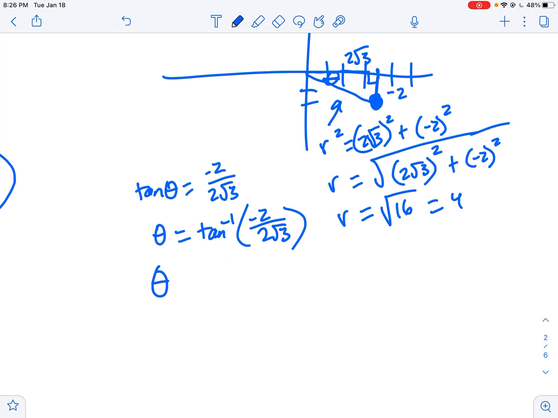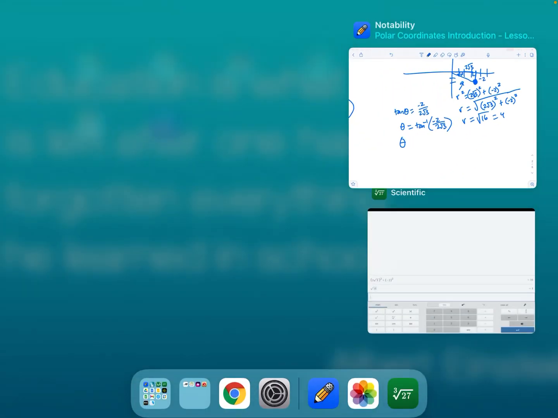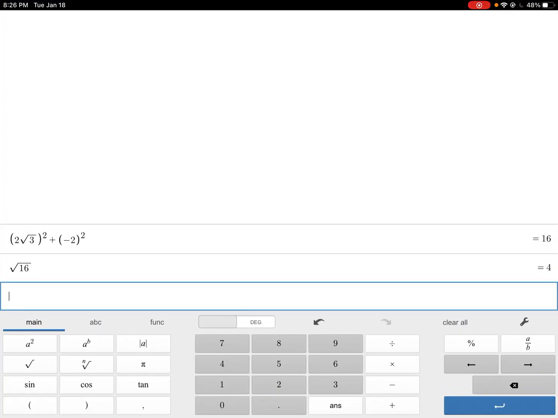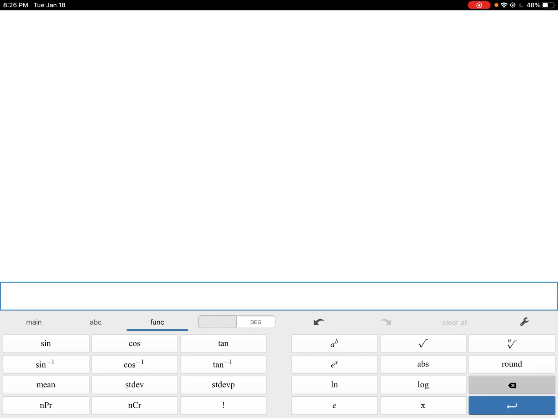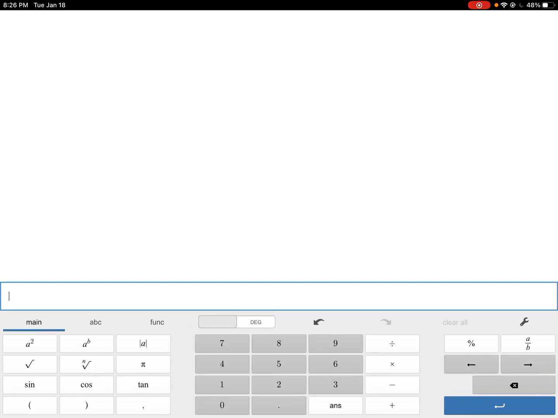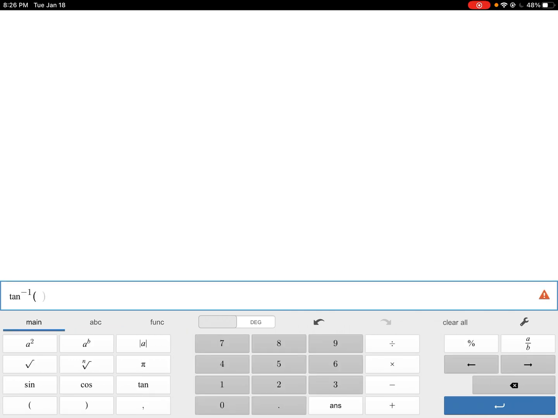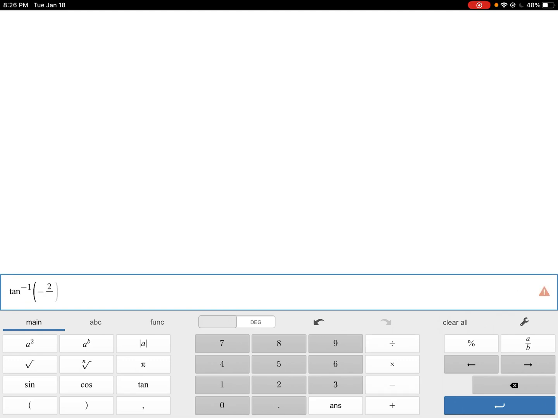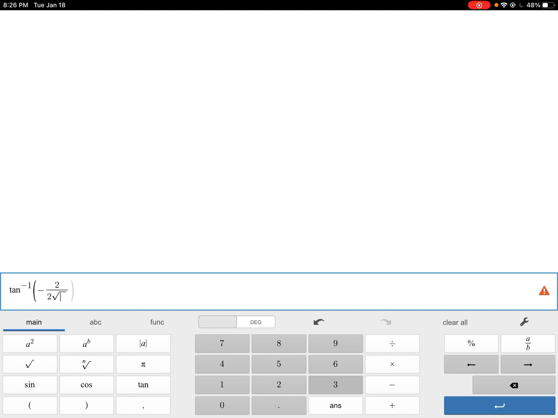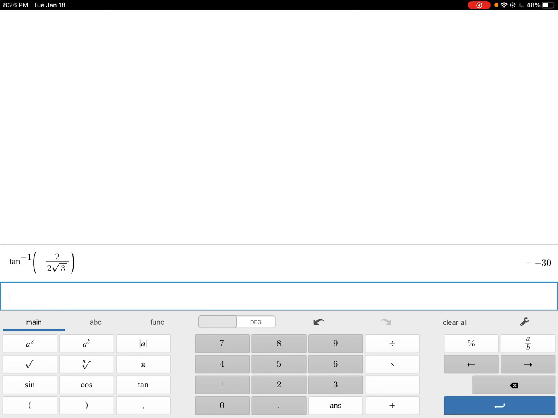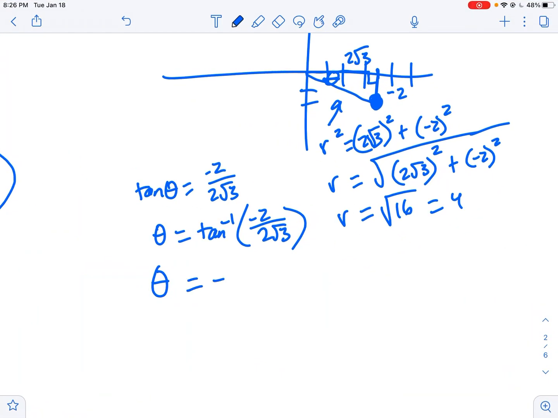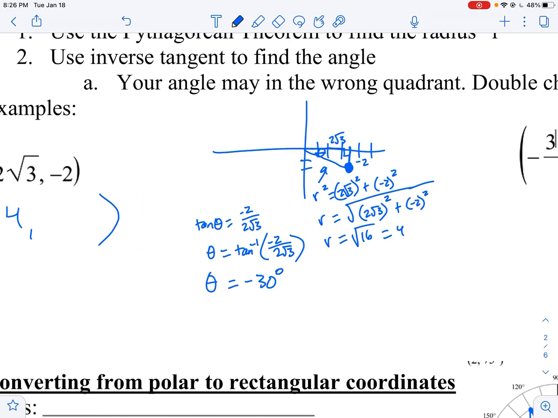Okay, so I'm going to do that and jump over to my Desmos calculator. If you have a physical calculator, you can do inverse tangent. Works great. But I'm going to go to function, which is here on the bottom left side. You got main, ABC, func. You want to do function, inverse tangent of -2 divided by 2 root 3, like that. Close it, enter, and we get -30. And my thing's in degrees, so we got theta is -30 degrees. Nice. Well, hooray, we got a thing.